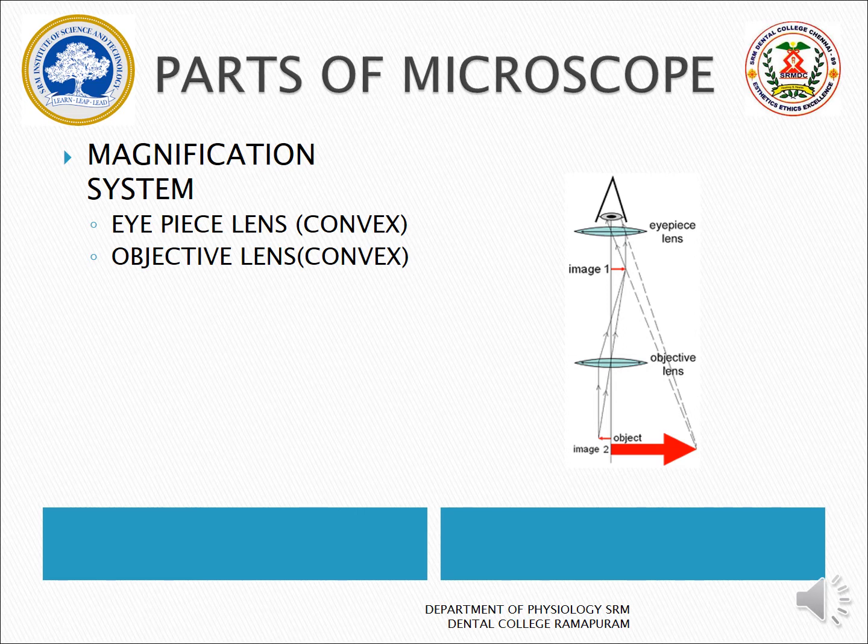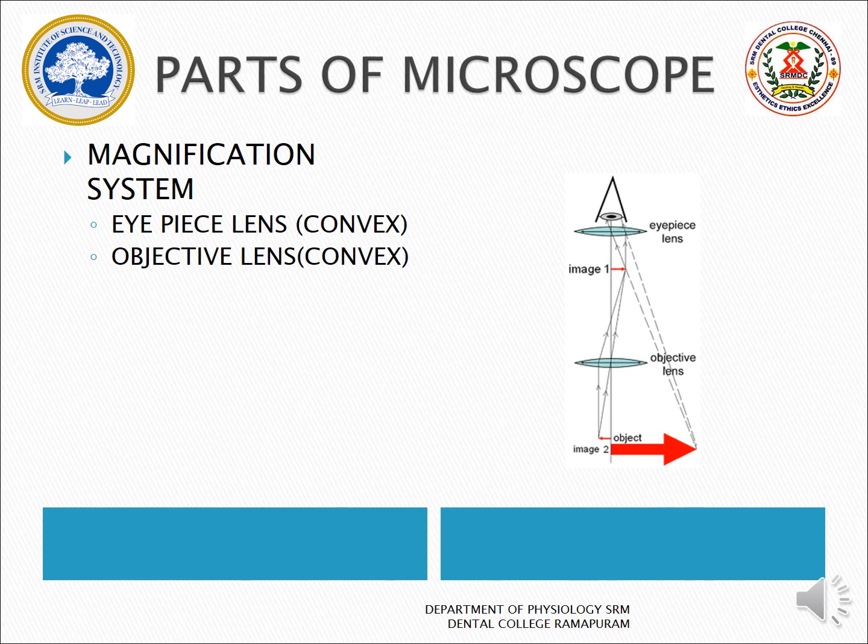In your objective lenses you have four different powers: 5x, 10x, 45x and 100x. The eyepiece can be either 5x or 10x. The magnification is done between these two lenses, and the cells present in the slide are magnified and we view them through the microscope. The magnification is the multiplication of your lenses. The eyepiece lens is 10x, and when you place the objective lens at 5x, 10 into 5 is 50 times that the cell is magnified.